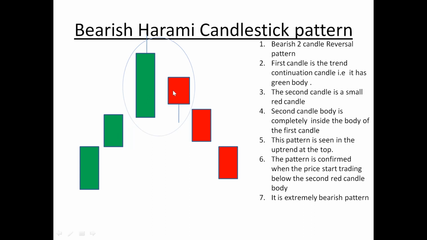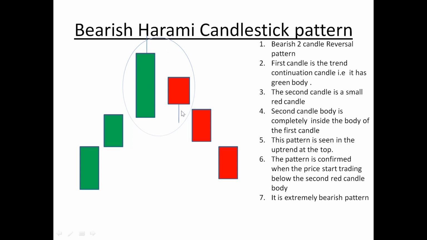The second candle is a small red candle, and the body of the second candle is contained completely inside the body of this first green candle. If such a candlestick formation is seen, that is called a Harami candlestick formation.